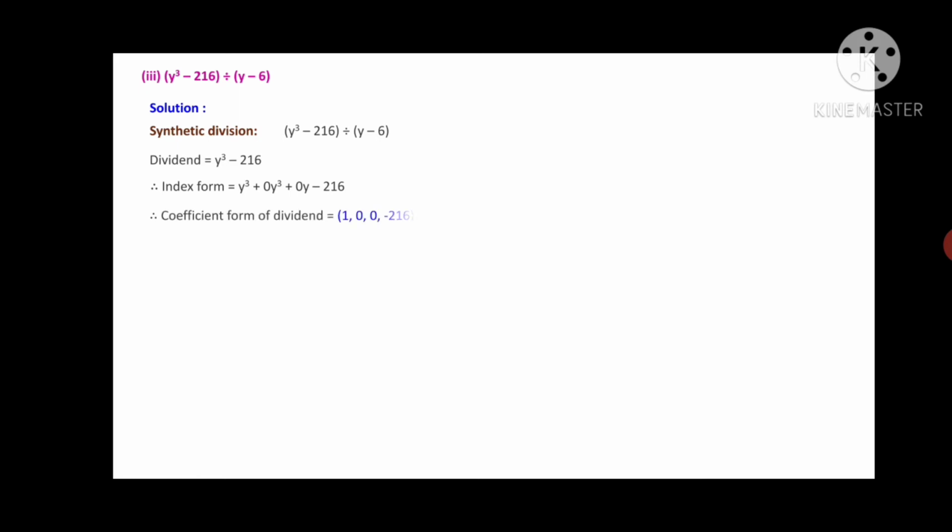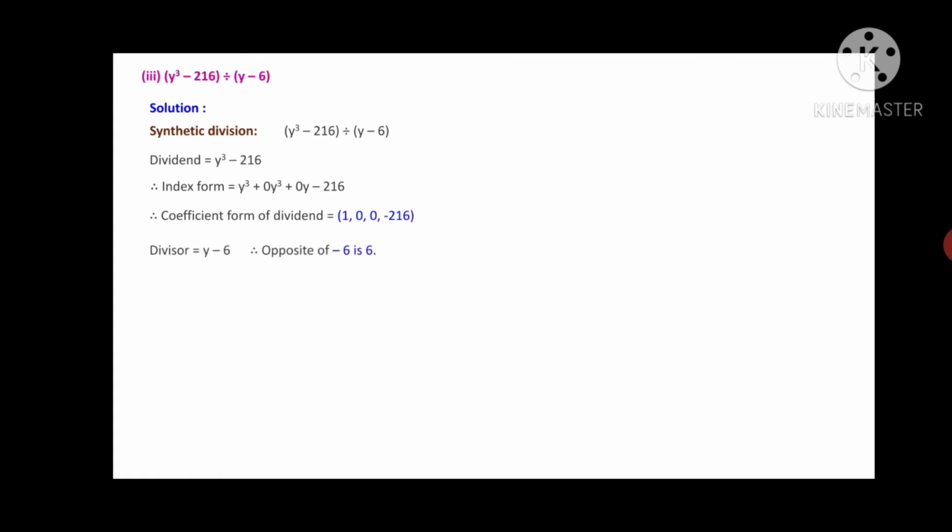Let us start with the third problem: y cube minus 216 divided by y minus 6. Let us start with the synthetic division method, where we first write the dividend y cube minus 216, divided by the divisor y minus 6. We will write the dividend in index form, as there are no terms of the others: y cube plus 0y square plus 0y minus 216. Friends, the coefficient form of the dividend will be 1, 0, 0, minus 216.